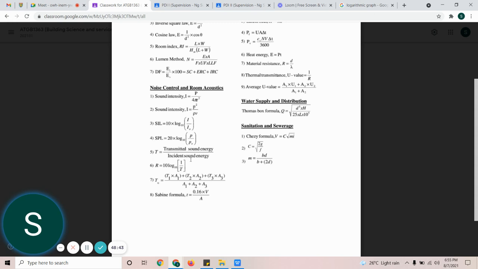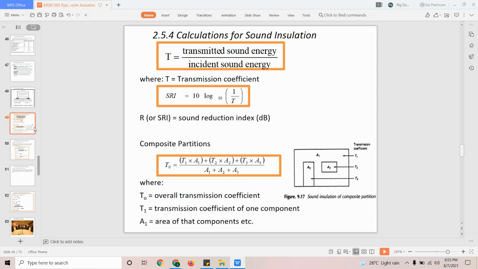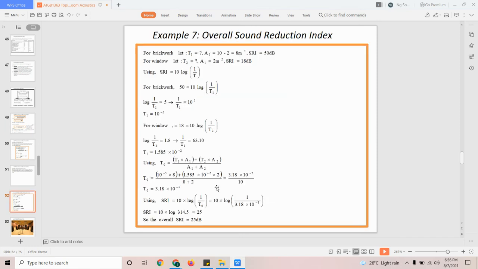Yeah, so it's given to you here also, which is this 6. Okay, so the composite formula is also given to you. So you have all of this. To solve this question, you want to find out the transmission coefficient for brickwork and window. So you have to repeat two times.